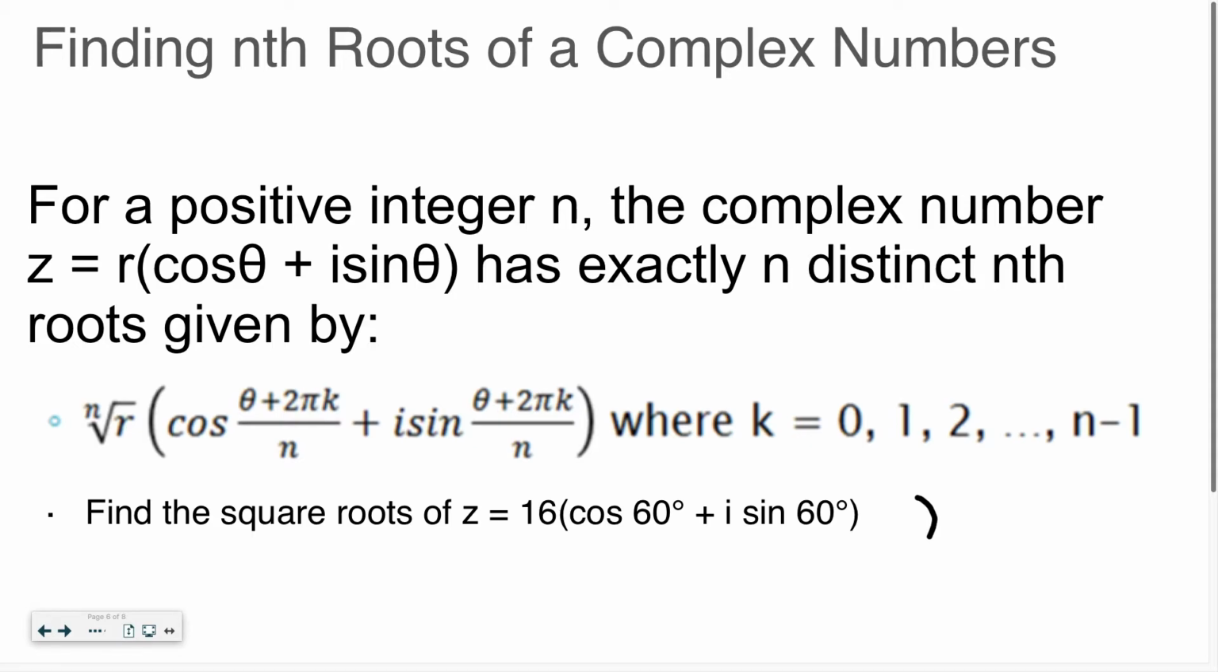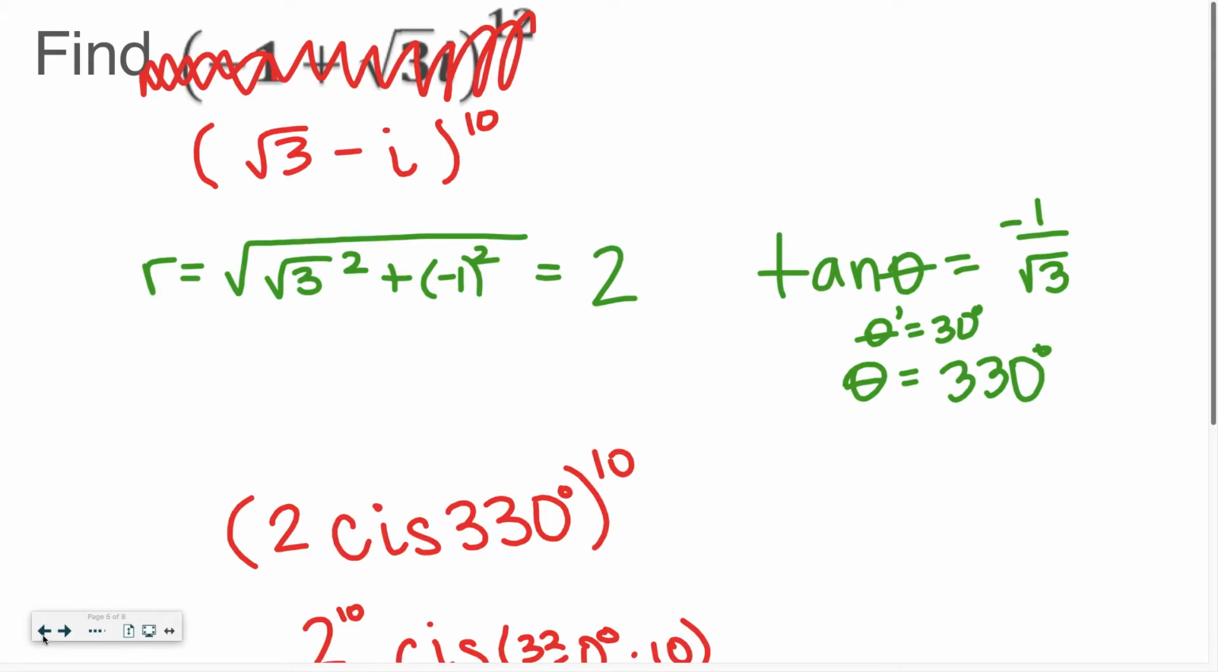Okay? So, before you freak out, I want to talk about roots. So if I ask you for the square root of 4, it is 2. And why is 2 a second root of 4? Because when you square it, you get 4. Okay?